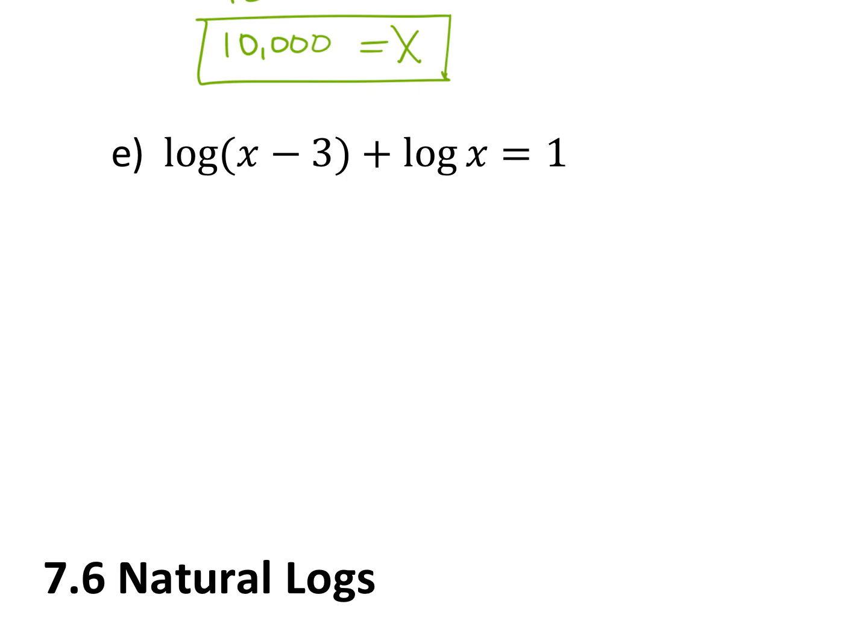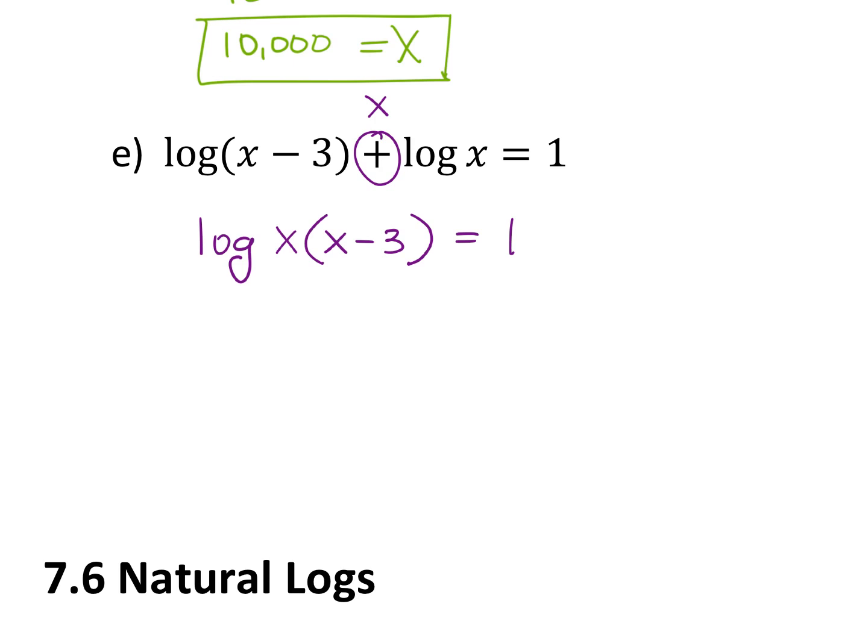What is this going to tell us to do? To multiply, like distribute the x. So you're saying the log of x times x minus 3, right? We're multiplying that x and that x minus 3. When we do that, you can set it up right now, equals 1. You can set it up right now if you want in exponential form. That's probably what I would do.